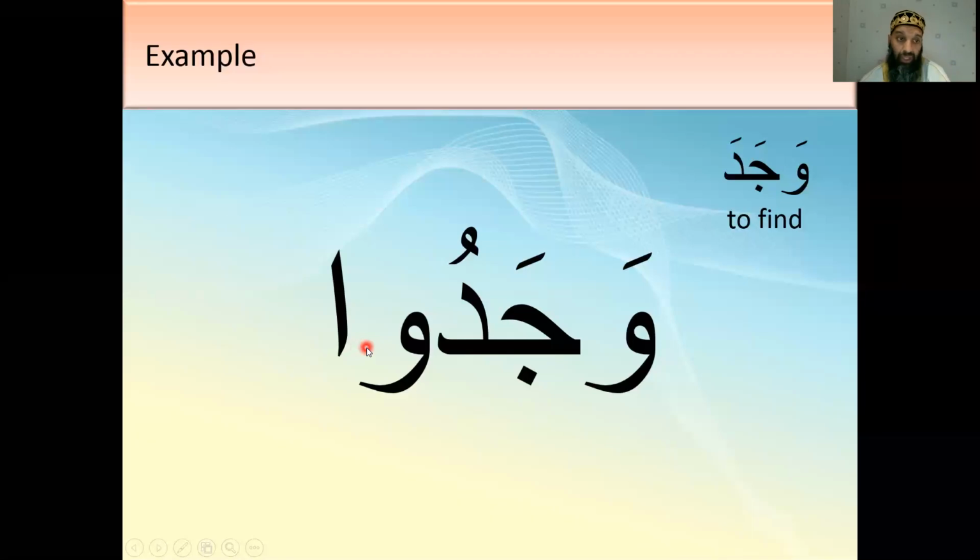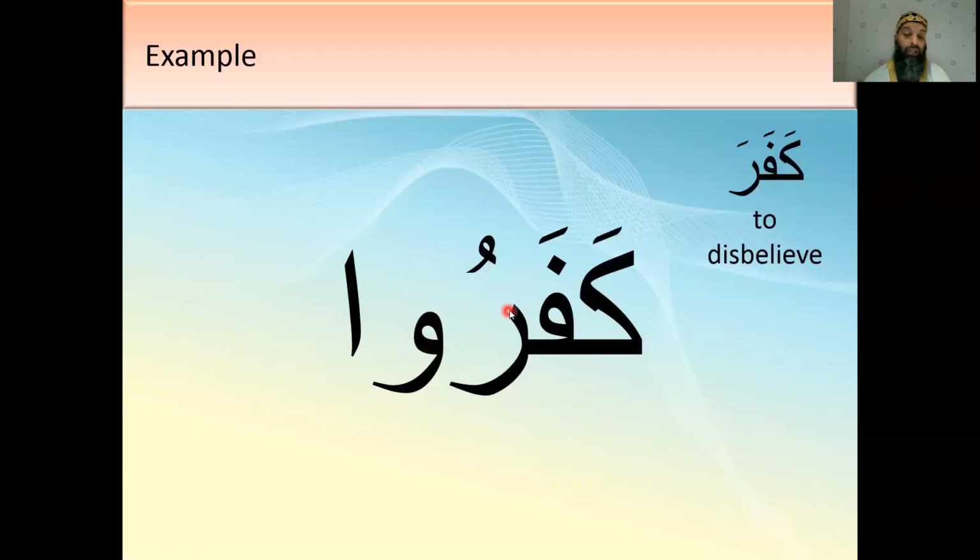Yes, kafaru, they all disbelieved. Ta'amu, I think, yeah, ta'amu, they all fed. They all ate. I'm not sure if it means fed or ate. Kafaru. So what's kafaru mean?